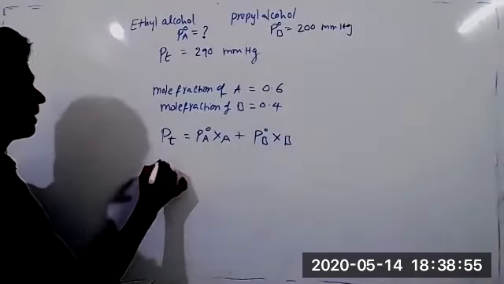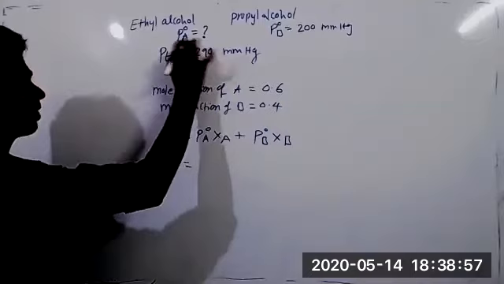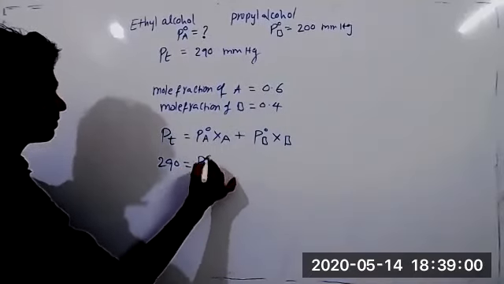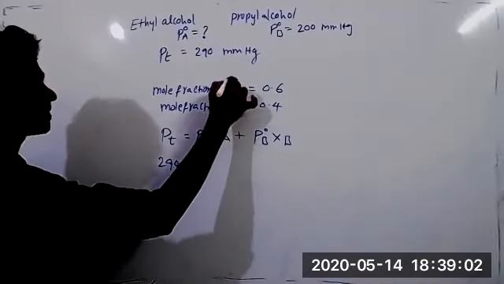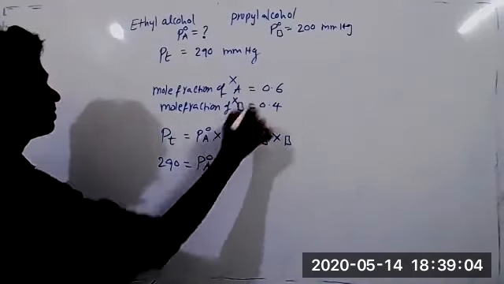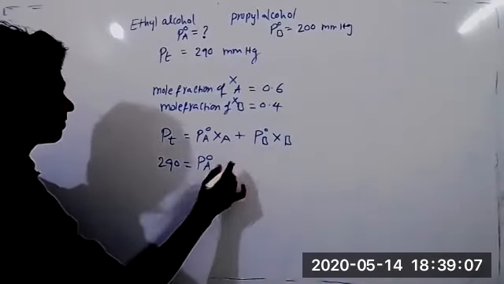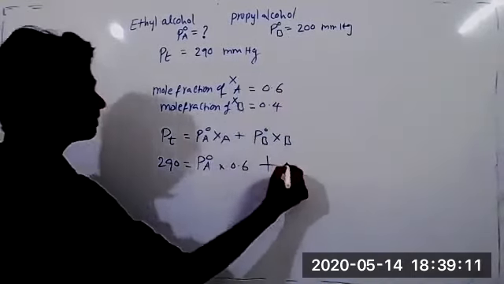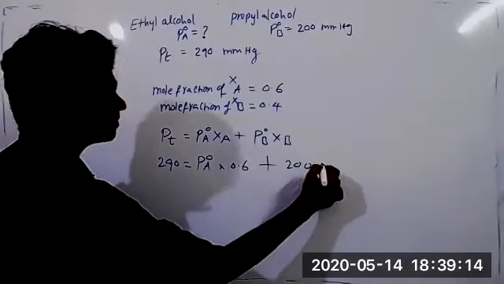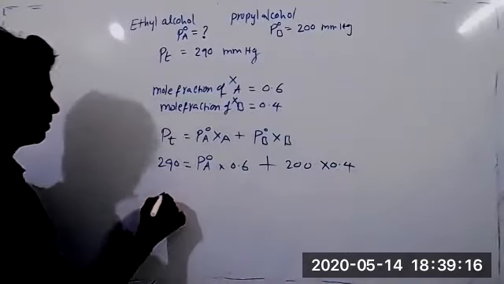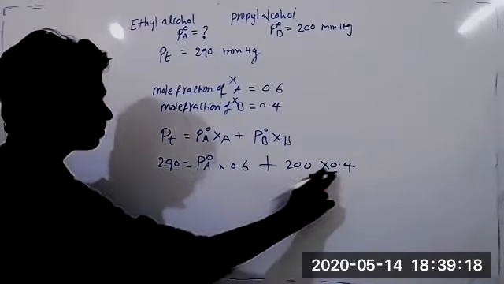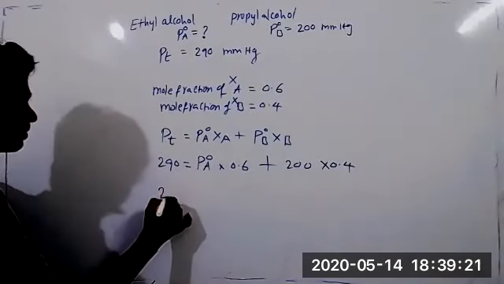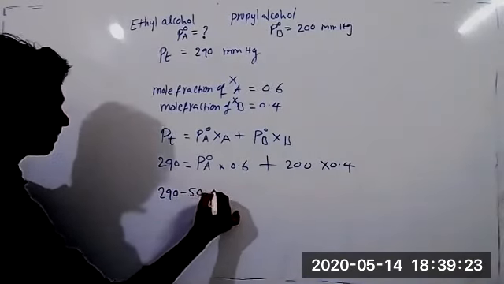P total is 290. PA⁰ is not given; that's only what we have to calculate. XA, this is the mole fraction, 0.6, plus PB⁰ 200, mole fraction of B 0.4. This is how much? 200 into 0.4, 80. 290 minus 80 is equal to 0.6 into PA⁰.